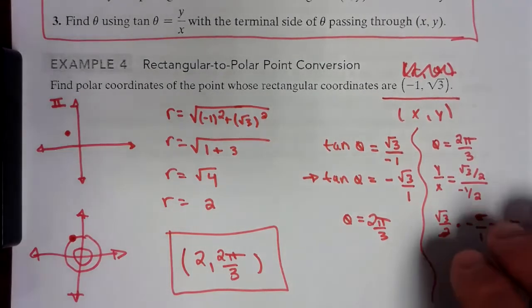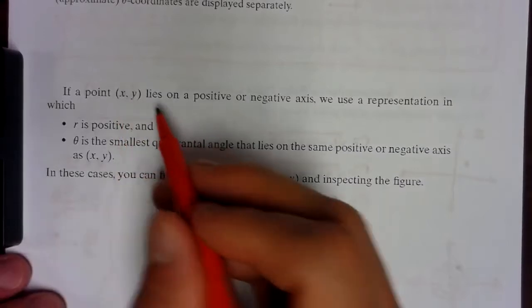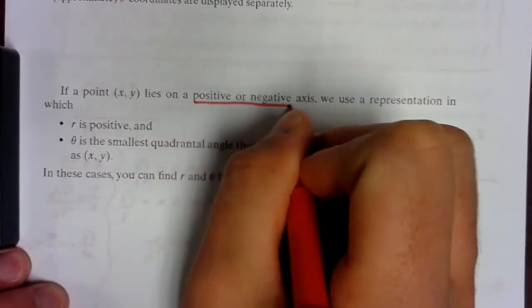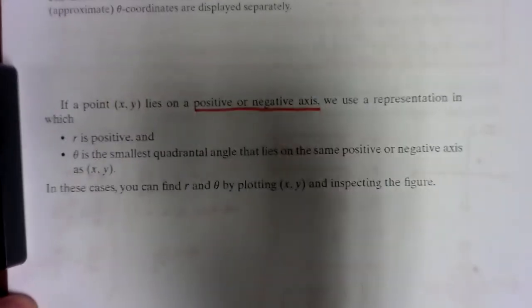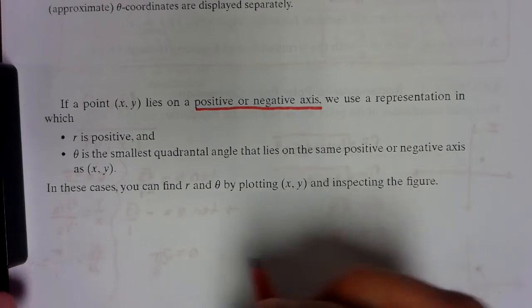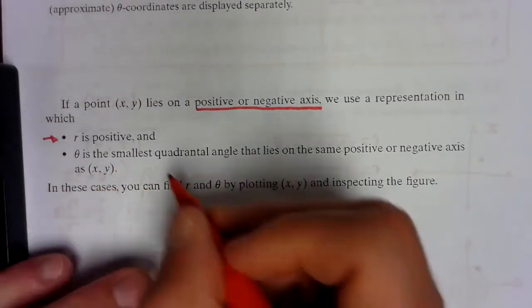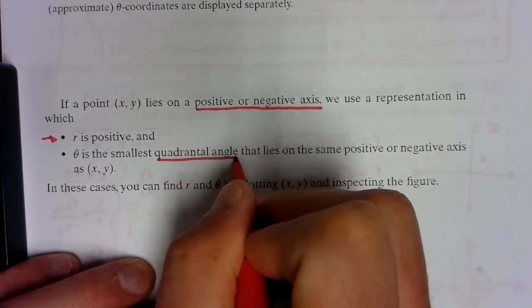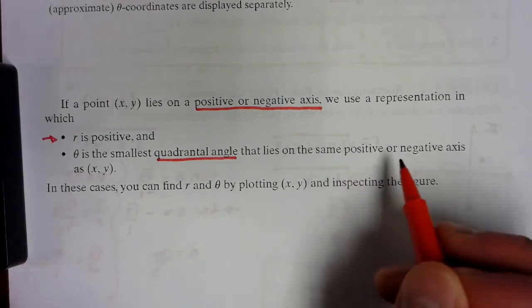Okay, I have one last thing for us. It actually works out much nicer and much more straightforward. And that's if a point (x, y) lies on a positive or negative axis. We just have to use some guidelines here to make sure that we don't represent it in multiple ways. We want to find the exact way, especially for your Math Excel assignment. So again, we want r to be positive just like before. And then we want theta to be the smallest quadrantal angle that lies on the same positive or negative axis.